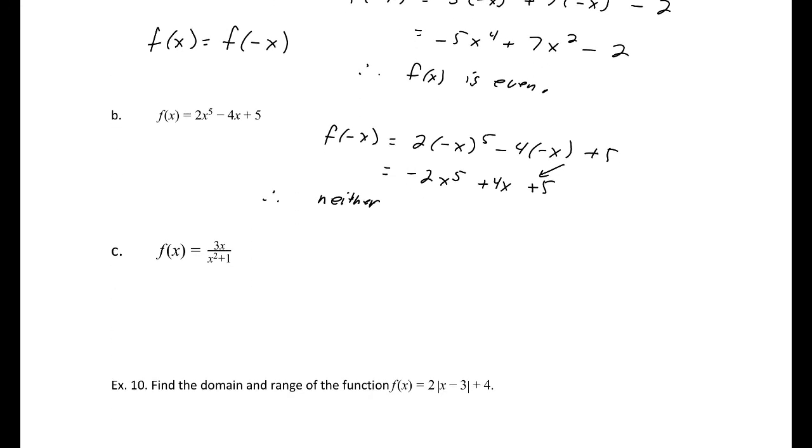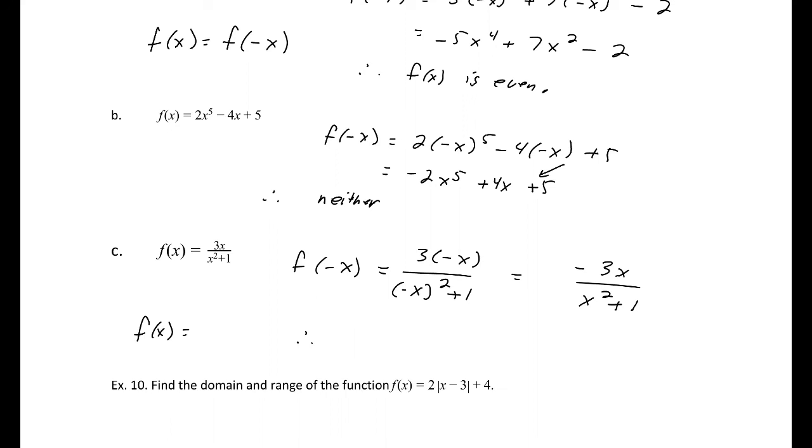All right, part C. Evaluate f of negative x. That is 3 negative x over negative x squared plus 1. So negative 3x over positive x squared plus 1. This is not equal to the original function. However, it is equal to the opposite. We have one negative sign in this entire expression. So f of x, or I should say negative f of x, equals f of negative x. Therefore, f of x is odd.